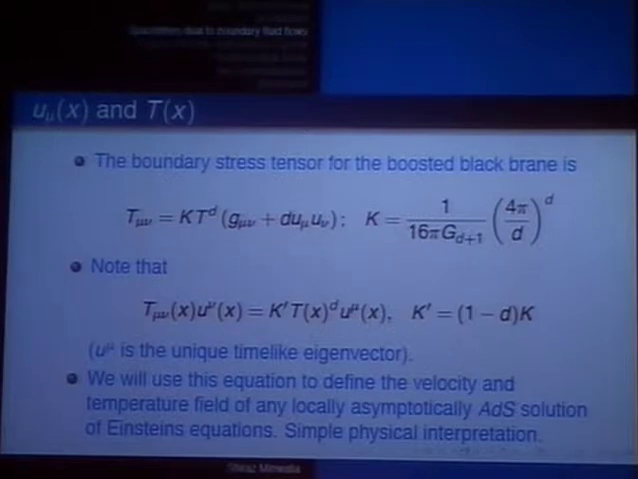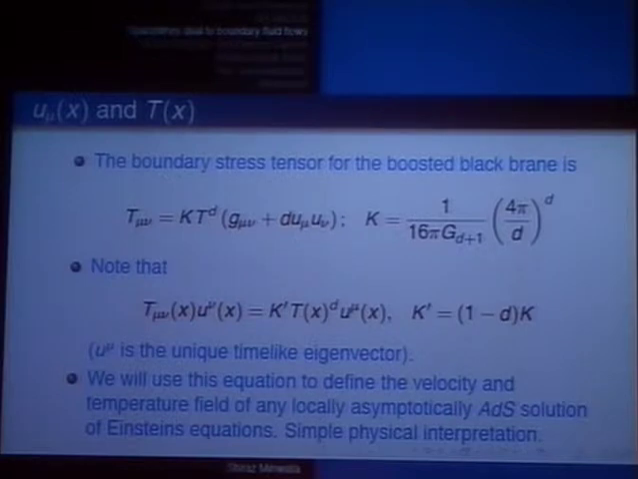Now, given the stress tensor, there's an invariant way of reading off the velocity and the temperature that correspond to it. If you take this formula and contract it with the velocity, you find the answer is proportional to the velocity times a constant times T to the power d. So the velocity vector is an eigenvector of the stress tensor, and T to the power d is its eigenvalue. In fact, it's the unique time-like eigenvector of the stress tensor.